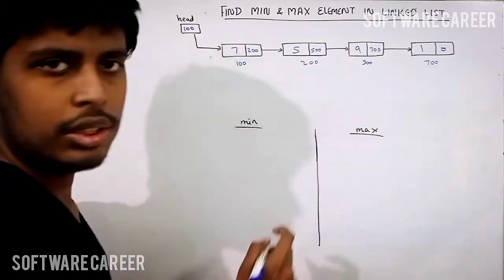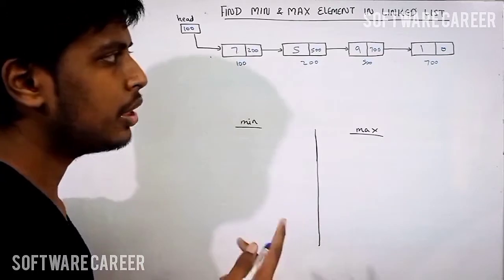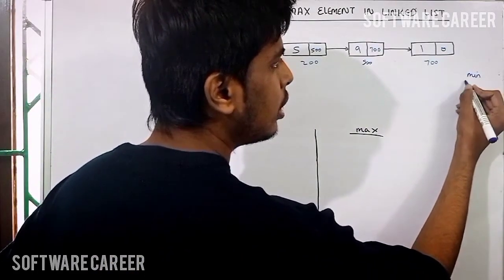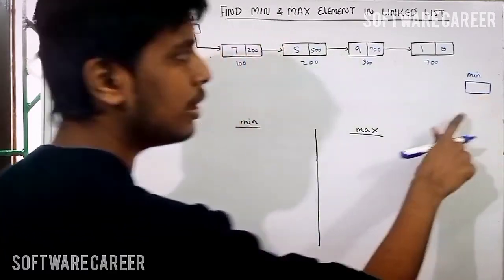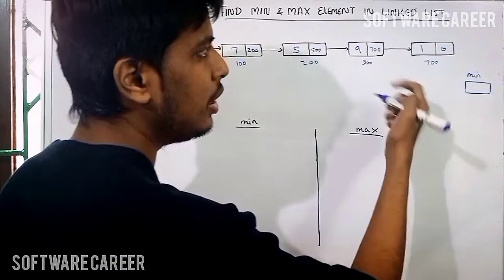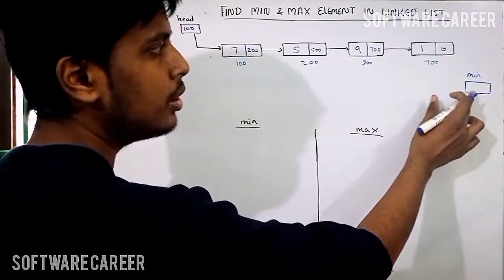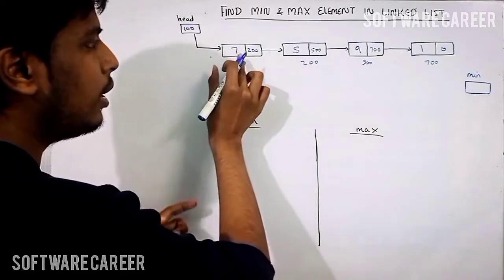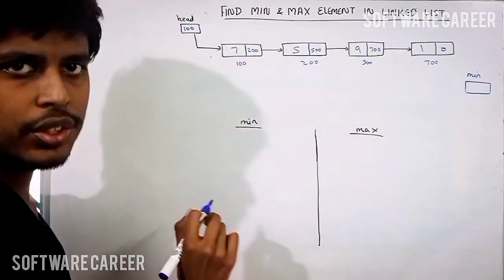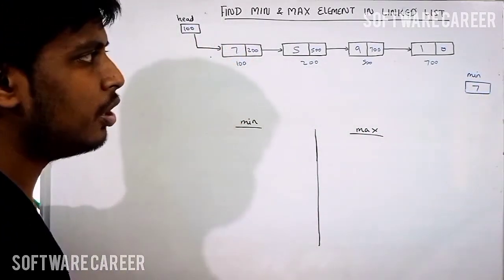Now you should find the minimum element from the linked list. Minimum element is 1. How you can find? That I will teach you. The first step is you should create a variable called minimum. This variable returns the minimum element from the linked list at last. The default value for this is the data value present in the first node. First node is 100, 100's data is 7. So you should store 7 initially as the default value.